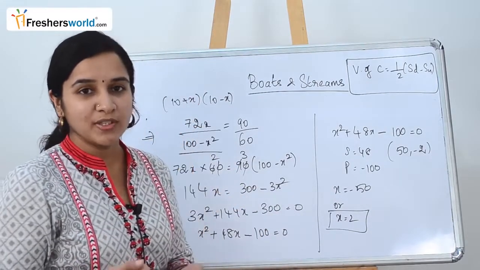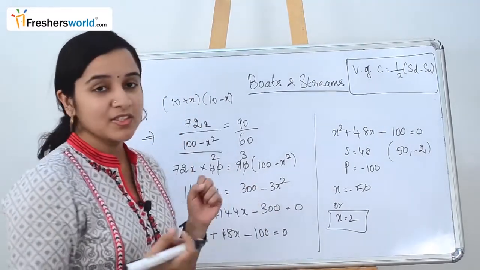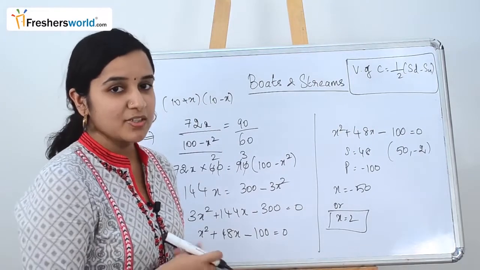So what is the question? The question was, what was the speed of the stream? So speed of the stream is nothing but 2 miles per hour. So let's go to another question.